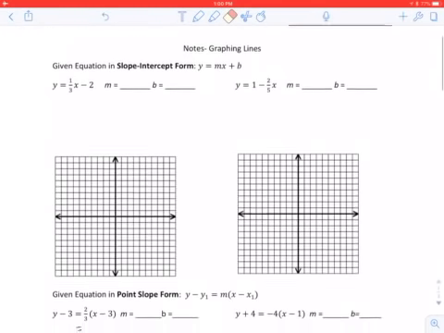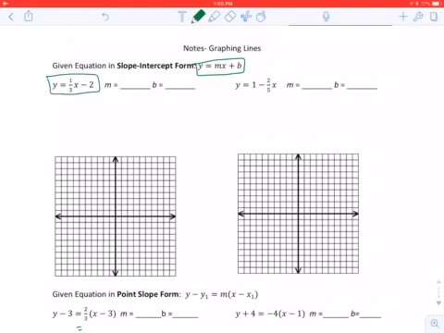Okay, so if you remember, the last time we had some notes, we talked about how you have to have your equation in slope-intercept form in order to pull anything from it. So we are going to take that information that we learned, and now we're going to put it on a graph. So we're going to graph the lines.